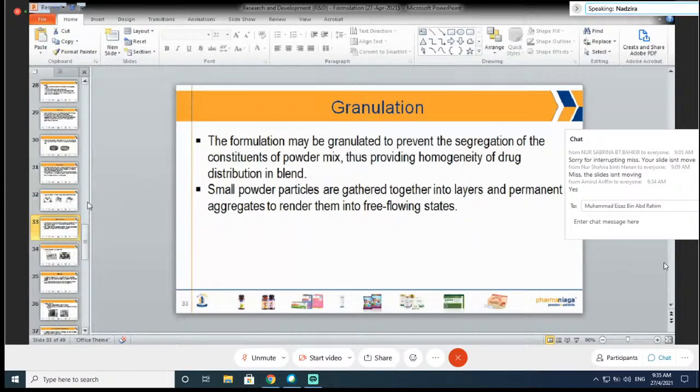After blending comes granulation. The purpose of the granulation process is to prevent the segregation of the constituents of the powder mix, thus providing homogeneity of the drug distribution in a blend. Granulation is the process where small particles are gathered together into layers and permanent aggregates to render them free-flowing. Granulation forms granules of the powder for easy tablet making, because some products, if they are fine particles, we cannot compress into tablets. So we need to form granules for proper compression of the tablet.